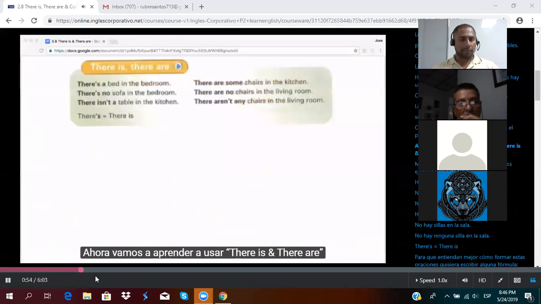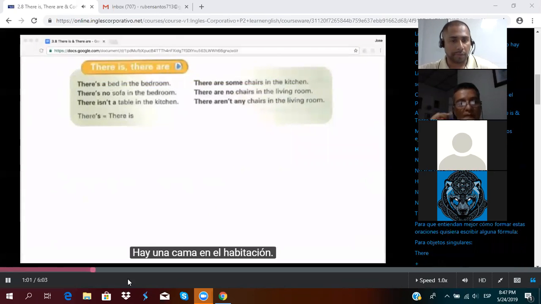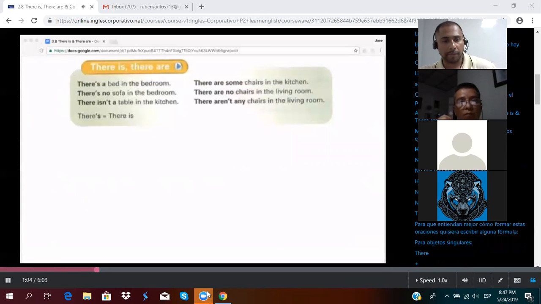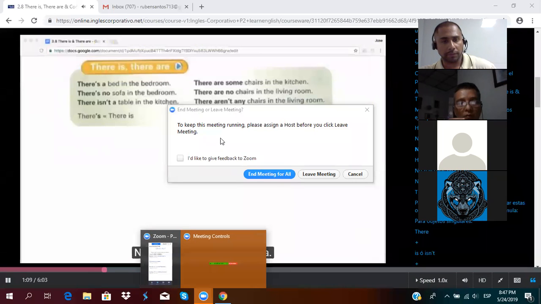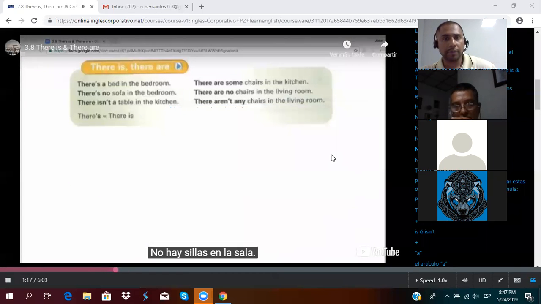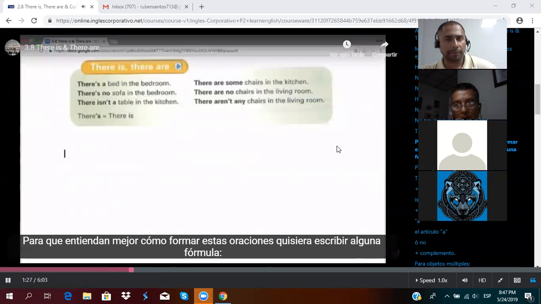Now, let's learn how to use there is and there are. I would like to start by demonstrating the examples on this chart. There's a bed in the bedroom. There's no sofa in the bedroom. There isn't a table in the kitchen. There are some chairs in the kitchen. There are no chairs in the living room. There aren't any chairs in the living room. There's equals there is. To better understand how to form this statement, I would like to write some formulas.